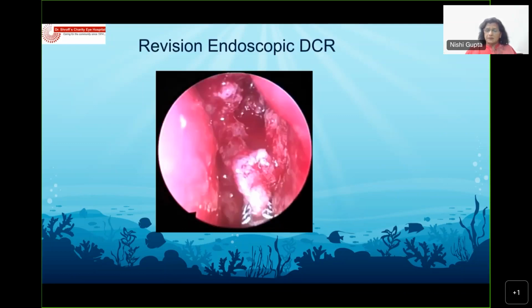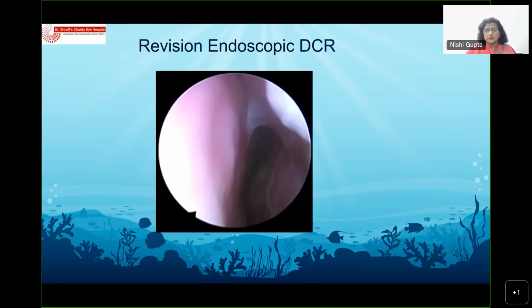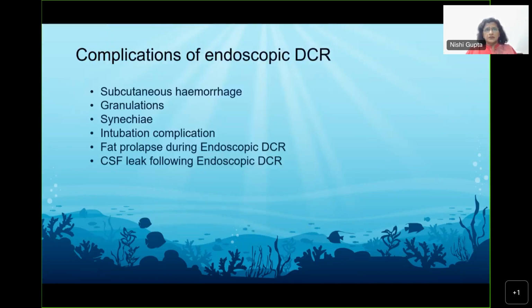We debride all the extra part, and I'll not be showing that video again because then it hangs. So what we do in these cases is that we inject mitomycin C. We also put a swab of mitomycin C so that the fibroblast formation is less, and this is all recommended in revision DCR. So these patients are likely to do well in the post-operative period.